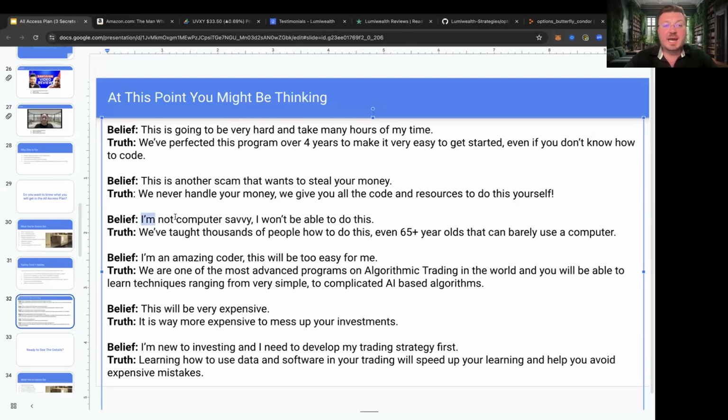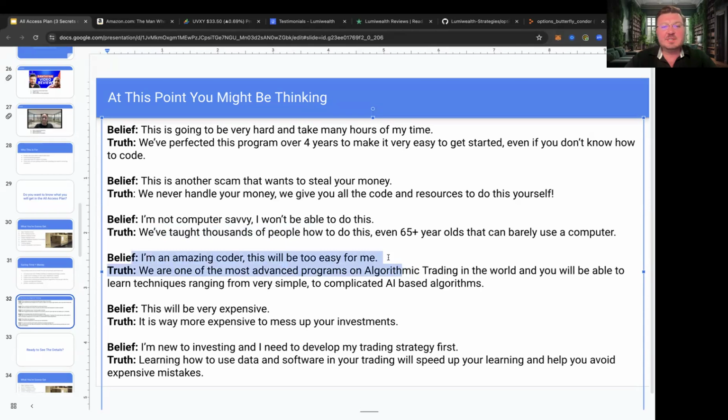Okay, another belief you might have is, I'm not computer savvy. I won't be able to do this. We've taught thousands of people. Again, Latoya didn't know how to code. But then also we have a lot of people that are over 65 years old, like retirees. We get a lot of people like that. Like seriously, people that couldn't even use Zoom and we were able to get this working for them. If we can get them to use it, we can get you to use it, right?